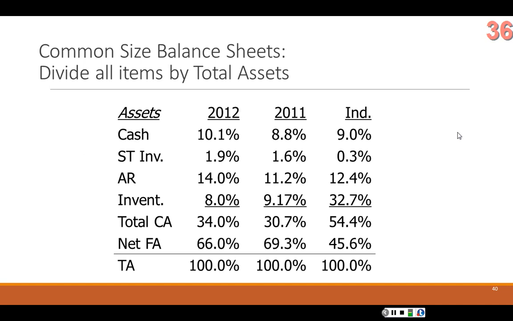So another way to analyze the balance sheet and income statement is to do a common size balance sheet. So here we divided all items by total assets to determine their percentage makeup of the balance sheet.